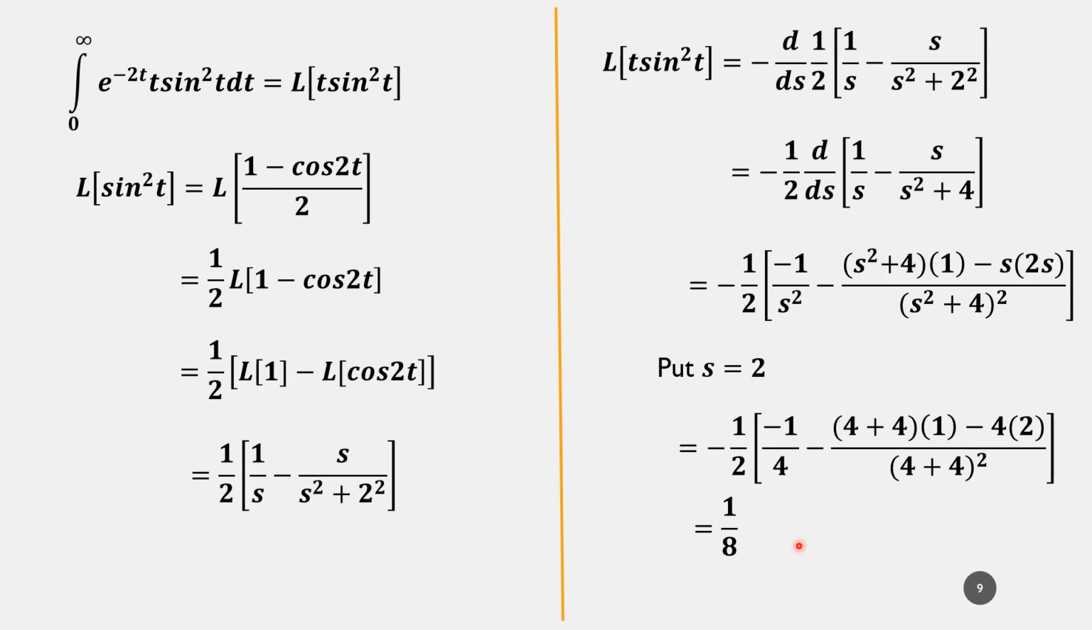Again, it's a constant value because in this integral also there was no s given. So we will get the answer in terms of a constant.